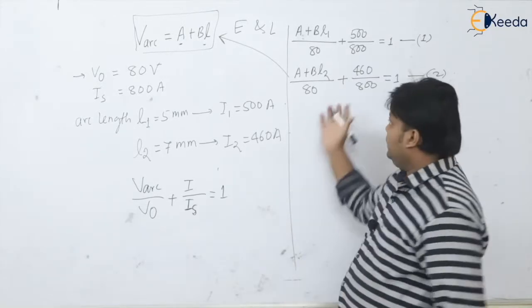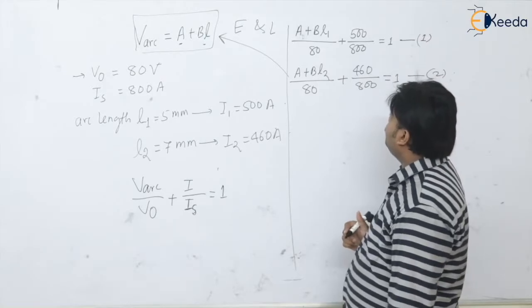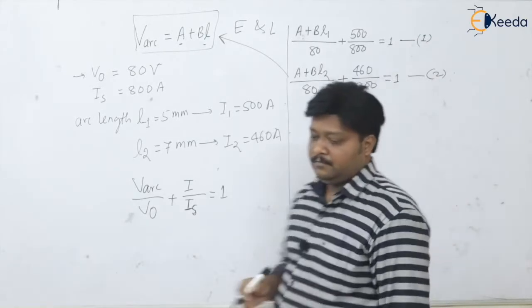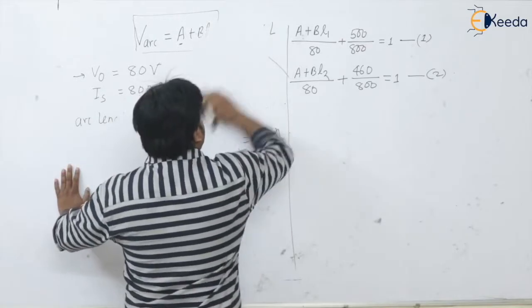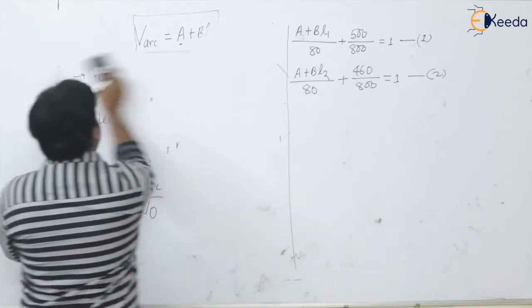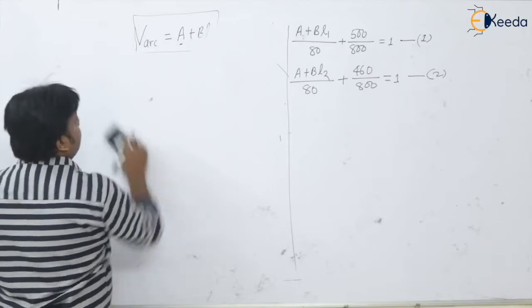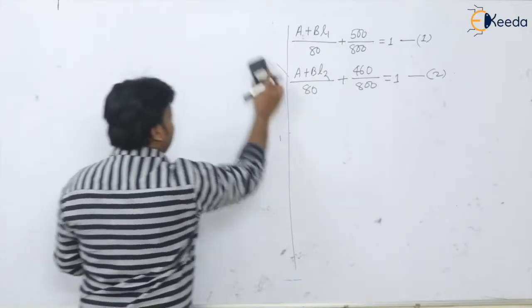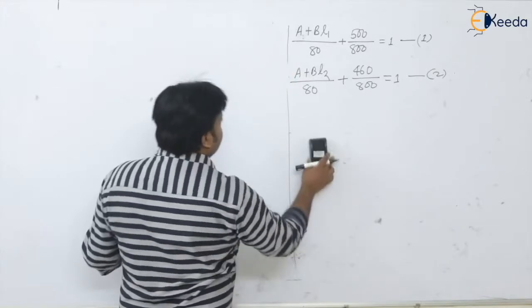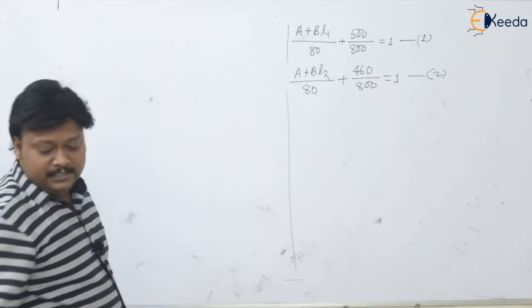What will you do? Solve this. So how to solve this? Now everything is clear, I hope. We just need the values of A and B, and then you will get the equation for this VI characteristic equation.